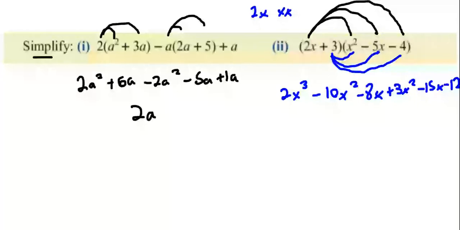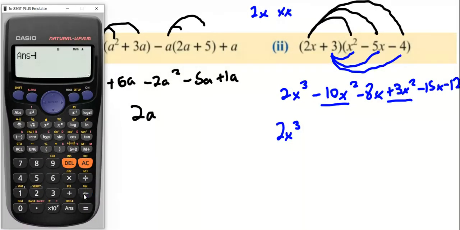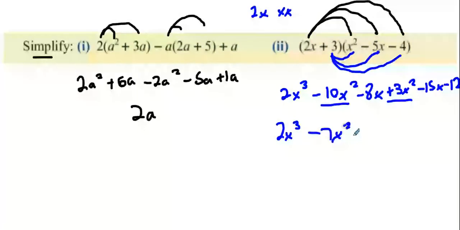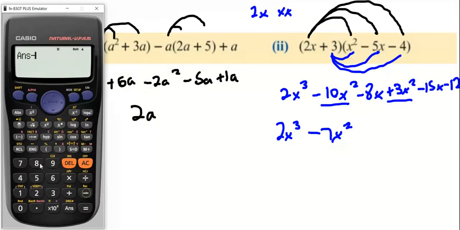Now we're going to have a look at the last line. 2x cubed minus 10x squared plus 3x squared, so we can put in our calculator minus 10 plus 3 to see what it comes out as. It comes out as minus 7x squared. Then you have minus 8 minus 15. Put that into your calculator.